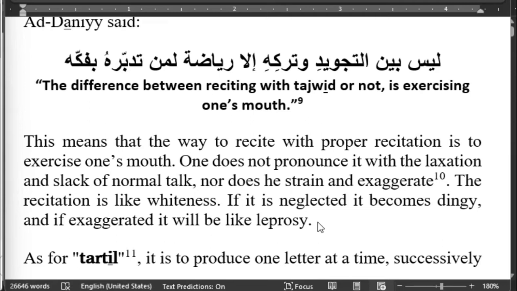Bismillahir Rahmanir Rahim. Alhamdulillahi Rabbil Alameen. Ar-Rahmanir Rahim. Maliki Yawmiddin, etc.